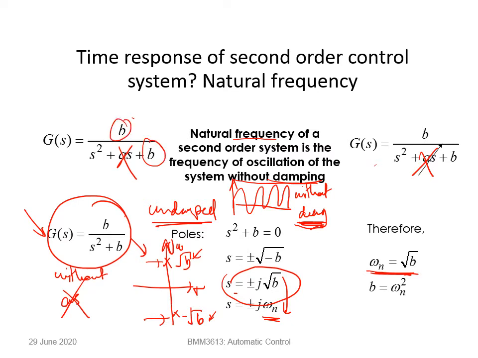So b is this term, and for the sake of convenience, we can also write that b is omega n square. If you write your transfer function as b over s squared plus as plus b, b is omega n square. If you want to find the natural frequency, it is square root of b. That is the definition of natural frequency, and that's how we find the value of the natural frequency of a second order system. Okay.